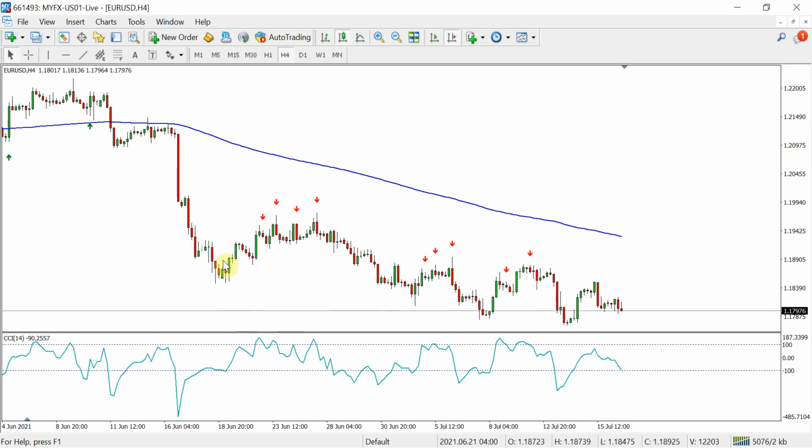So if I focus on these ones over here, looking at it now in hindsight, the majority of these, depending on where you put your stop loss, all worked out in your favor, especially these ones over here. We continued this downtrend, but you wouldn't know that.